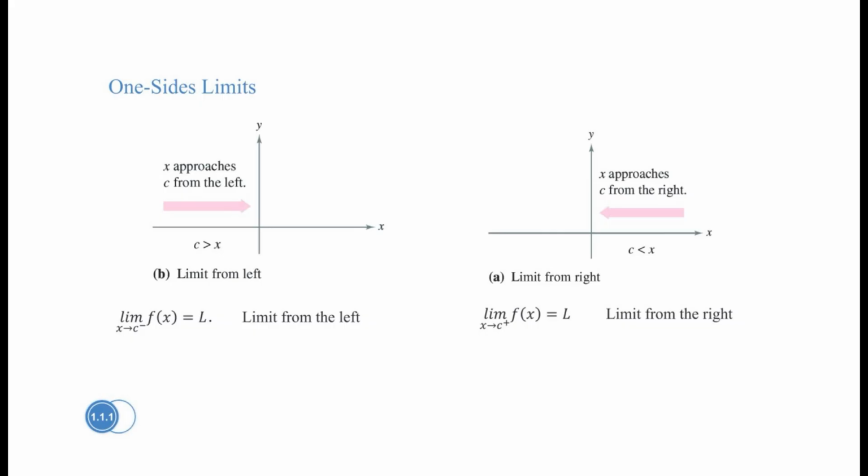A one-sided limit looks at the function from only one direction. A left-hand limit means x approaches C from values smaller than C. We write this as the limit of f(x) as x approaches C minus is L. A right-hand limit means x approaches C from values greater than C. We write this as the limit of f(x) as x approaches C plus is L. So one-sided limits help us compare what happens from the left and from the right.